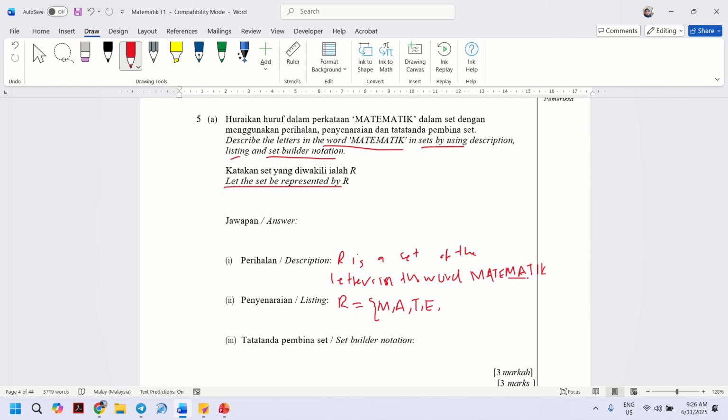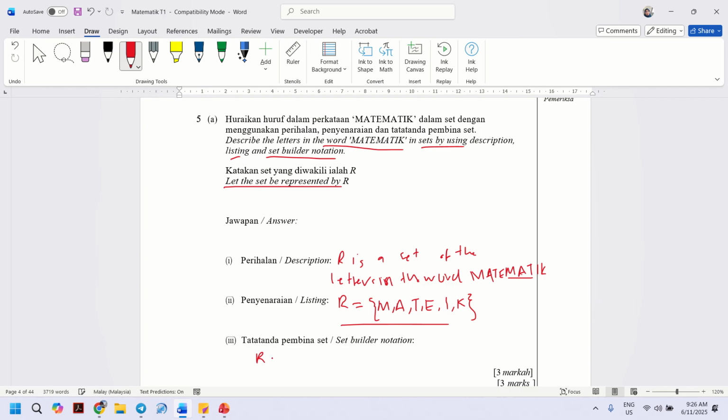This one is a repeated word, M-A-T. You don't need to write it again because there's an M-A-T at the front here. So just M-A-T-E, I, and K. You don't need to write the same letters twice. So this is the answer for listing, and next is set builder notation.